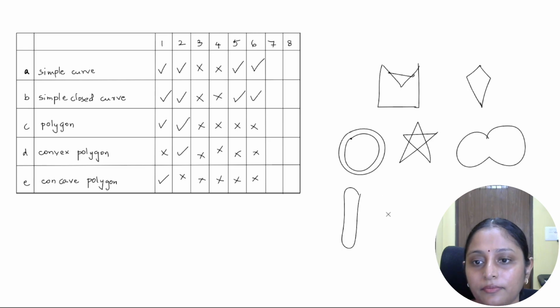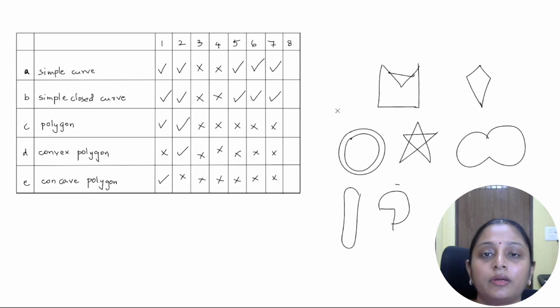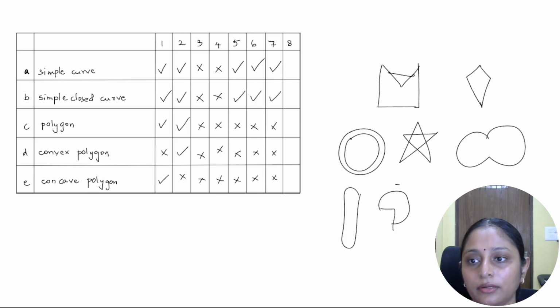Next, I have something like this. Okay, now here, is it a simple curve? Yes, it is a simple curve, right? Because it's not crossing itself anywhere and it is closed, no problem. It is not a polygon because I don't have all line segments. I have only two line segments and the remaining part is curved. Next, coming to the eighth figure, I'm going to draw it here.